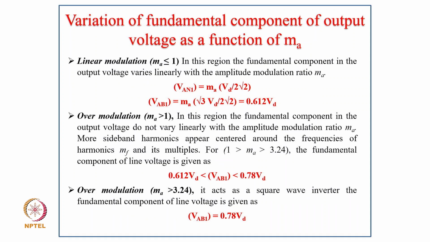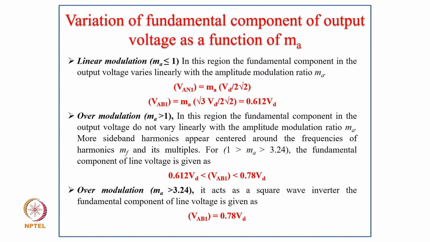So coming to linear modulation, MA less than or equal to 1. In this region, the fundamental component in the output voltage varies linearly with the amplitude modulation ratio MA. So VAN1 equals MA VD by 2 root 2, and VAB1 equals MA into root 3 VD upon 2 root 2, equal to 0.612 MA VD.